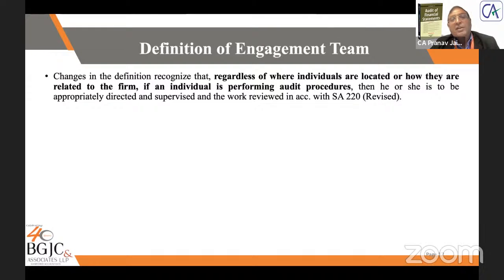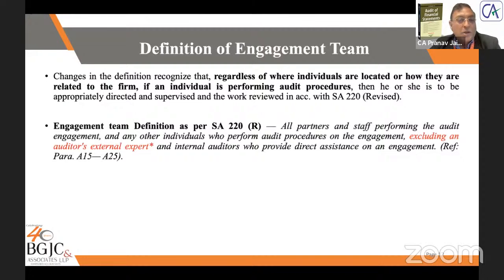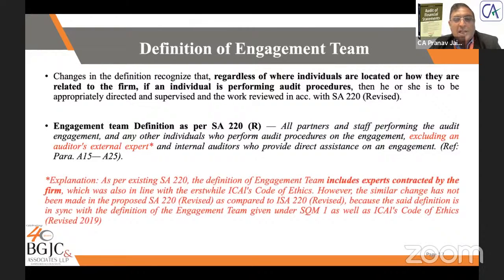But now the revised standard says even those individuals. So it says how they're related to the firm is not relevant. If they are a part of the audit procedures, then the engagement partner should ensure that their work is appropriately directed and supervised and reviewed as per the standard of SA 220. So I will just skip these. These are just clarificatory things.